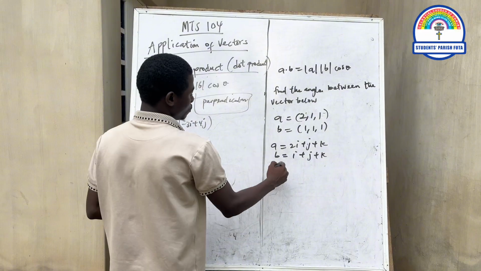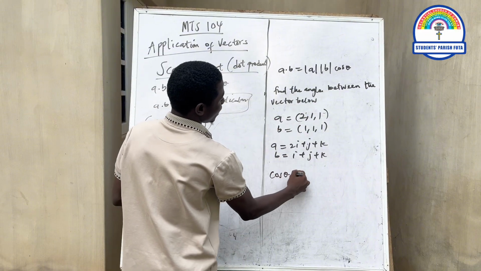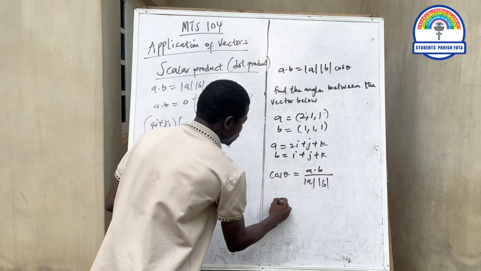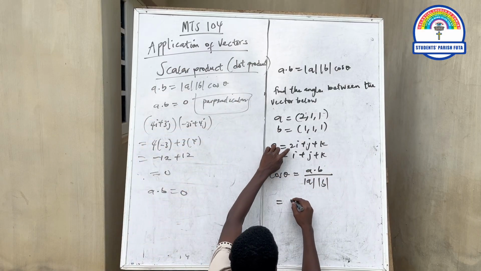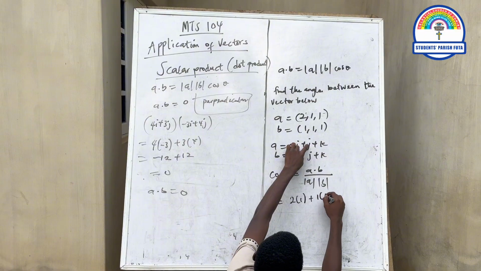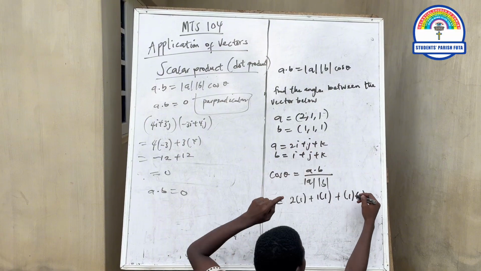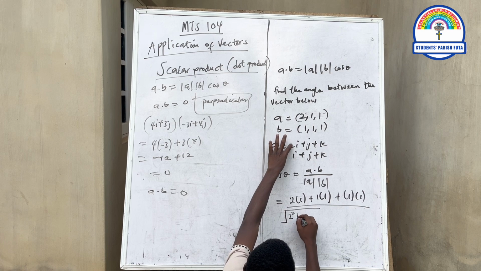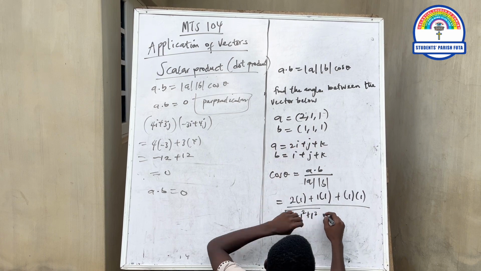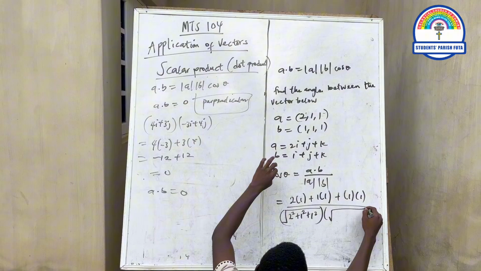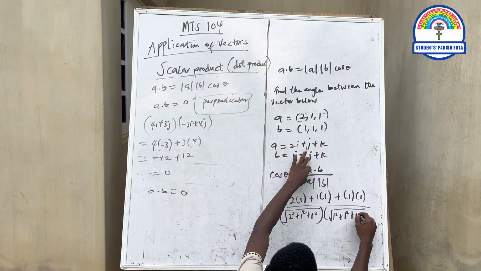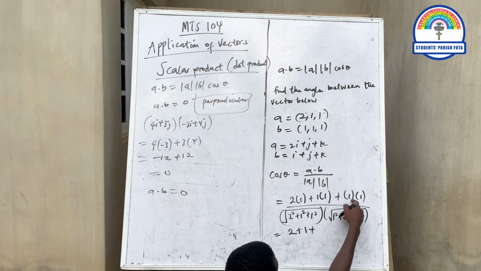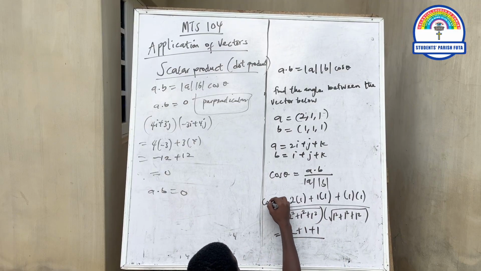So for me to get the angle from this formula, cos theta equals A dot B over magnitude of A times magnitude of B. So A dot B, let's do it quickly, 2, 1, 1 and 1, 1, 1. You remember dot product, right? For the magnitude now, 2 square plus 1 square plus 1 square. The modulus of the other one, 1 square plus 1 square plus 1 square. So you should have 2 plus 1 plus 1. This is cos theta, do not forget.